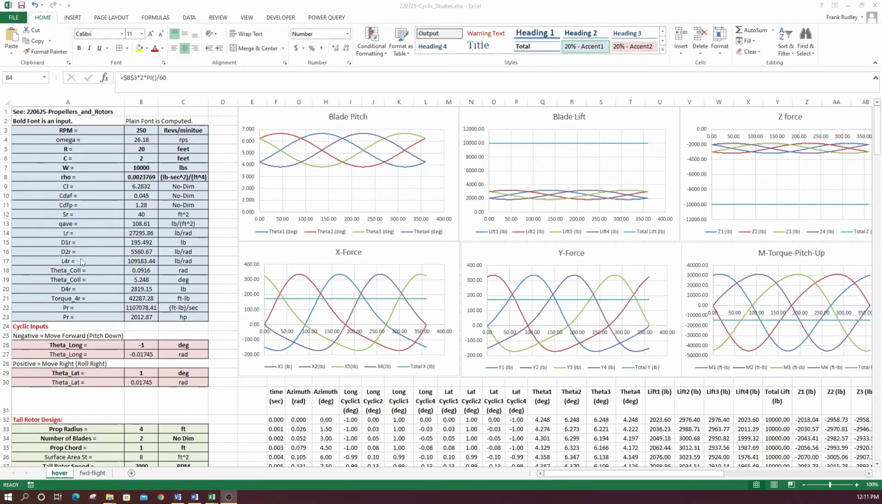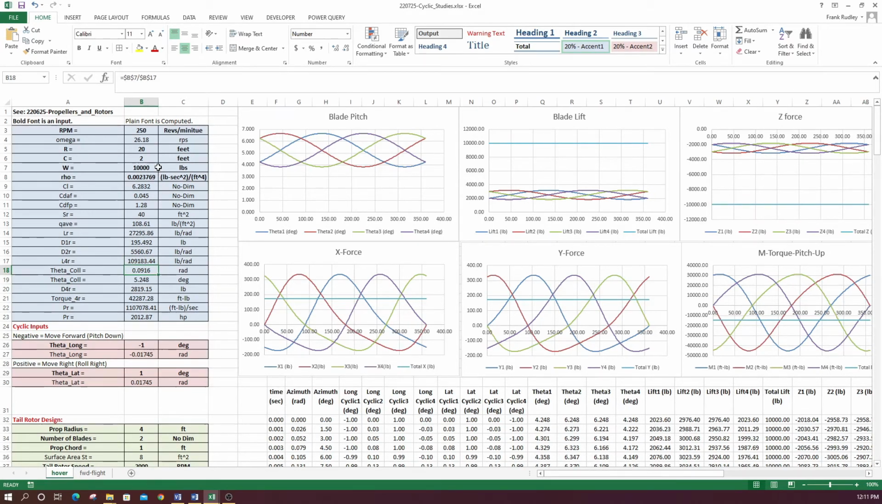At this point, L4R is the lift of all four rotors. So basically, it's just the number of blades times the lift of an individual rotor. This is a function of the pitch angle of the blade. So we want to compute how much collective pitch we need for the aircraft to hold its own weight.